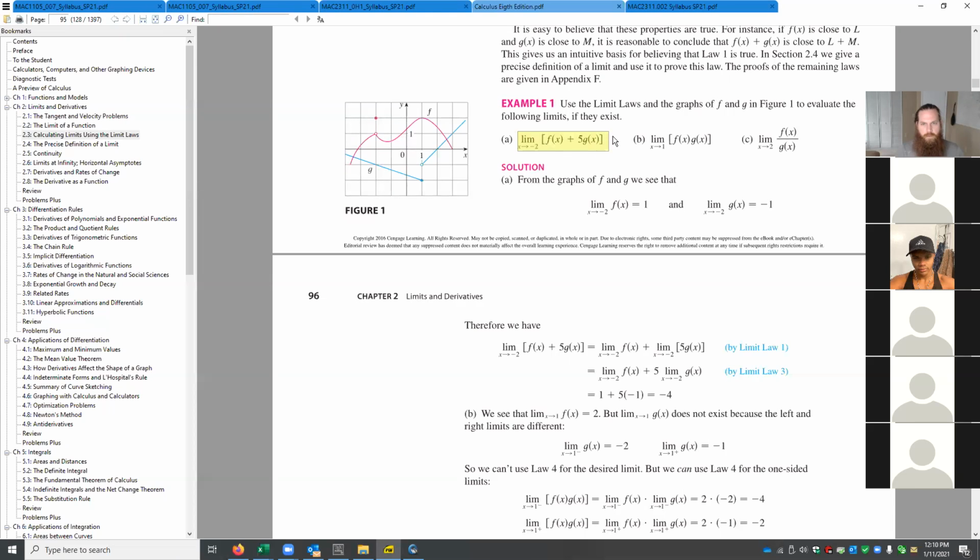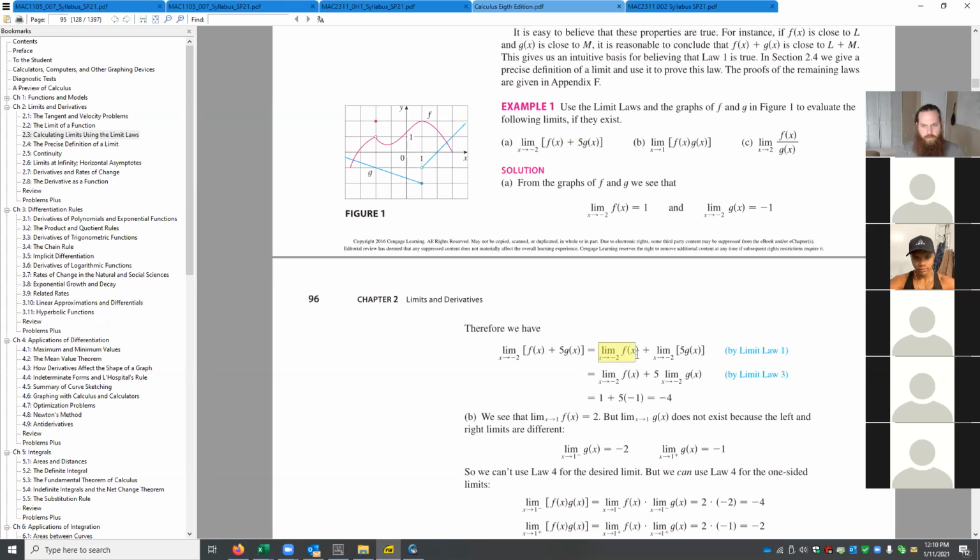If I want to find the limit as x approaches -2 of f of x plus 5 times g of x, I would first split that up as the limit as x goes to -2 of f of x plus the limit as x goes to -2 of 5 times g of x. That was our first limit law, that they split up over addition. Then I can pop out the 5, using the rule that constant multiples pop out of limits. And then I turn back to my graph to figure out what each of the limits are that I need.